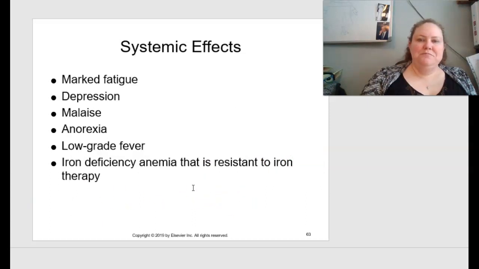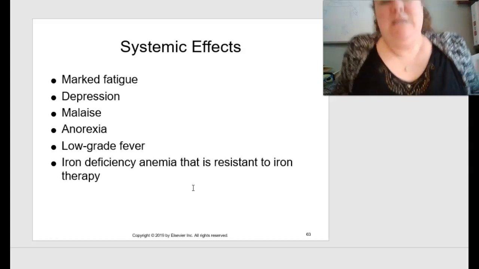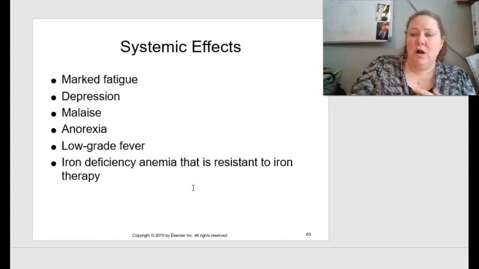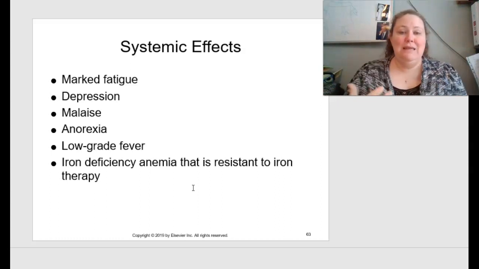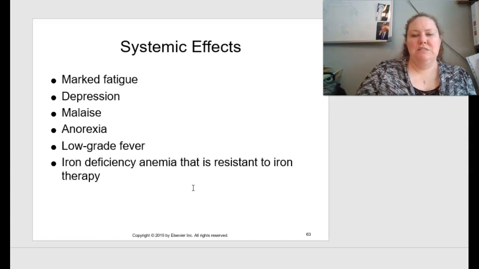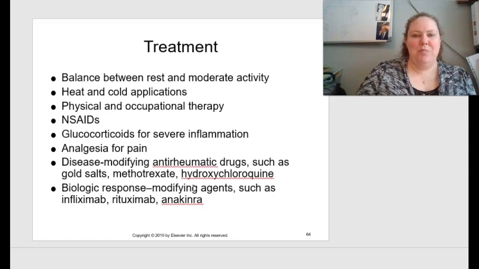Some effects can be, you can be very, very tired. You can be depressed. You can overall not be feeling well. You may not want to eat. You can have a low-grade fever. And this can also cause iron deficiency anemia that is resistant to iron therapy. So a lot of things can happen.